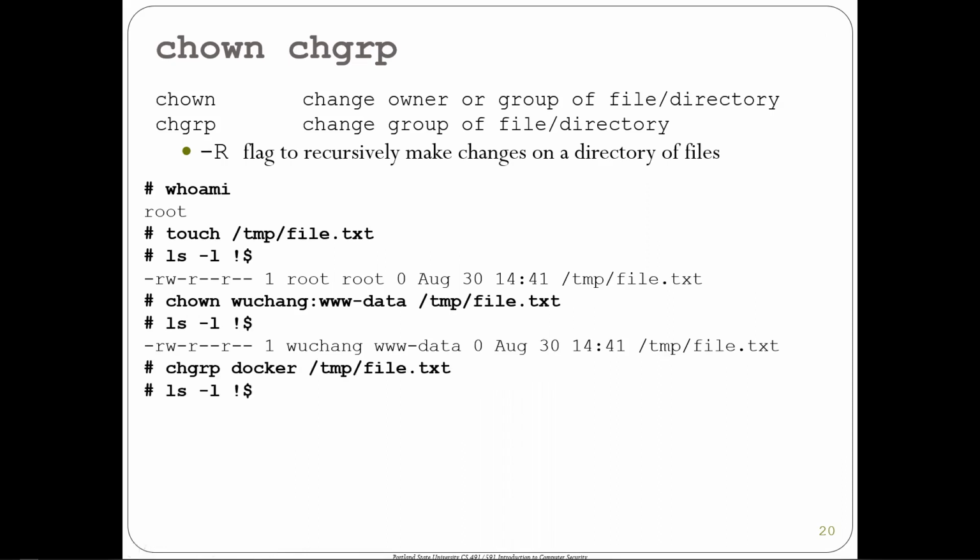If I just wanted to change the group, I can just say chgrp. And so in this case, I say, I want the group to be docker instead of www-data. And then you'll see that this changes the group ownership of this. Okay, so are there any questions with that?